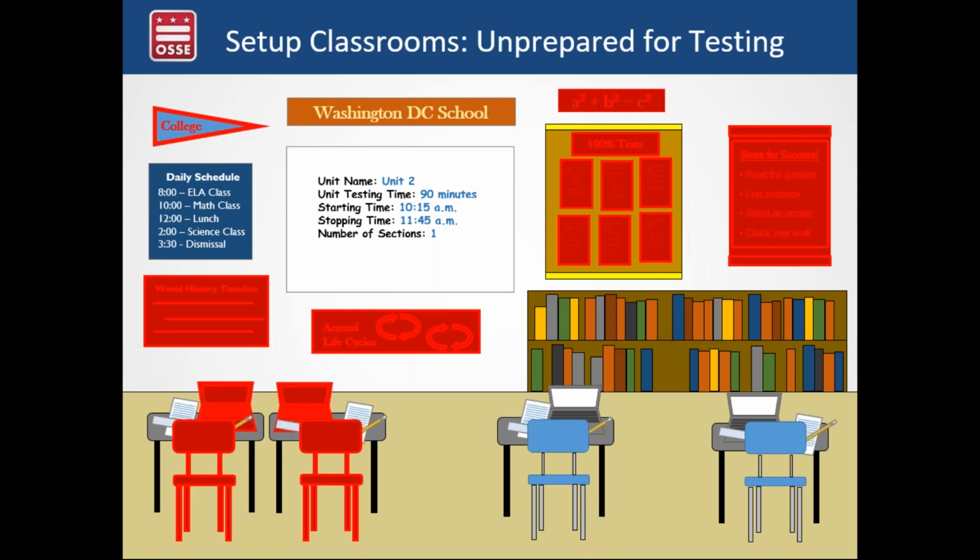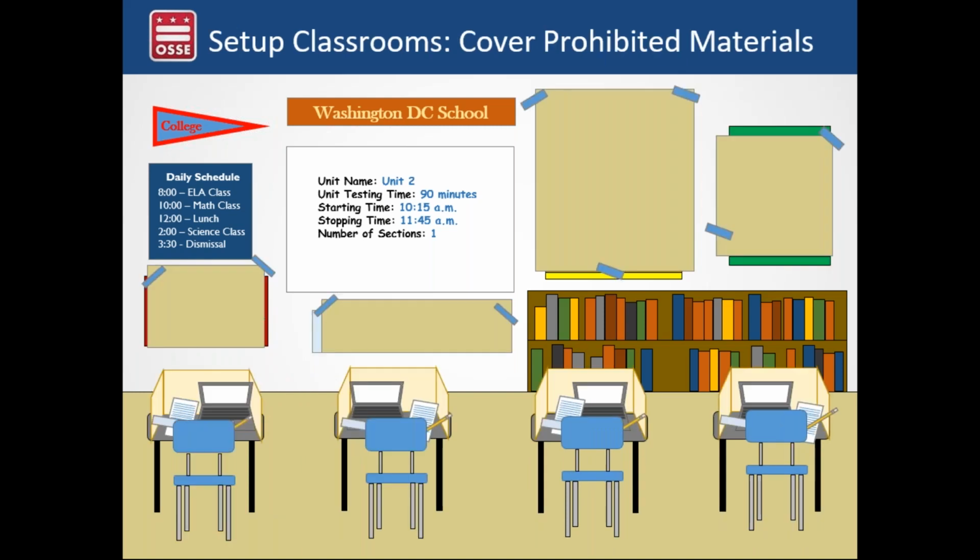Some of the things that we would remove or shift would be separating students so that they're not right next to each other, a history timeline, animal life cycles, assessments where students received 100% and showing their work, formulas and equations, as well as steps for success. All of these would be things that you would not want to have available to students during testing. So you have two different options. You can cover them up or you can remove them. You can use dividers for students if they're sitting close by, or you can separate student desks.